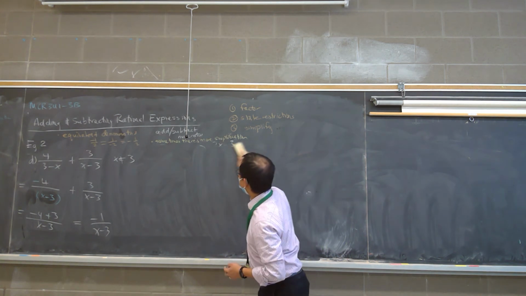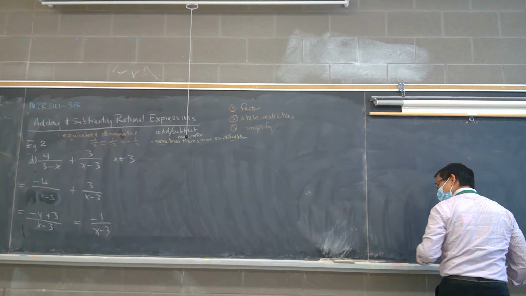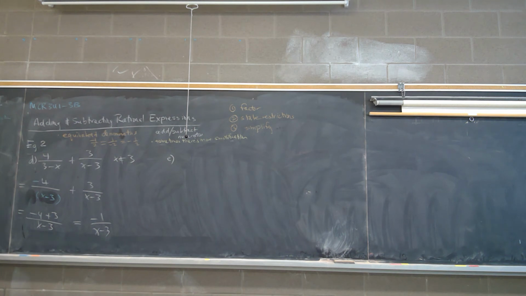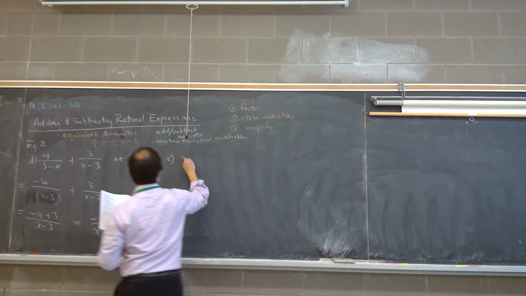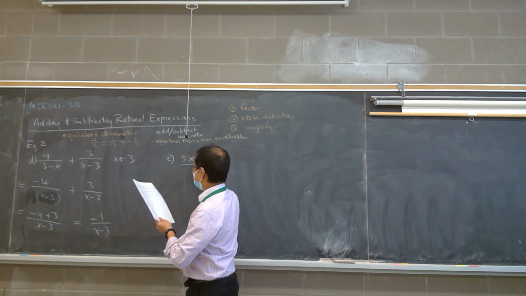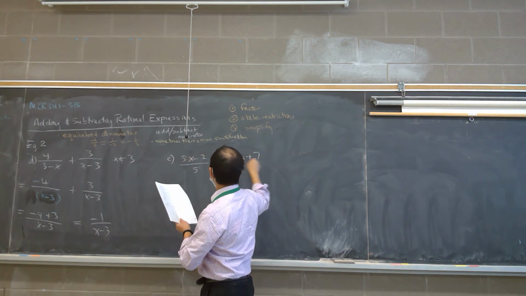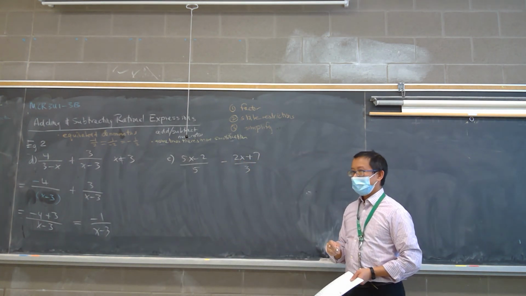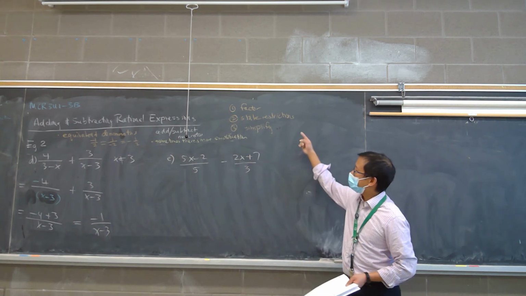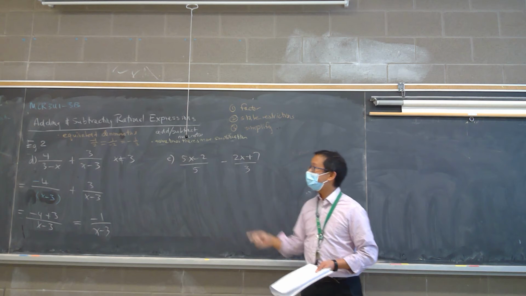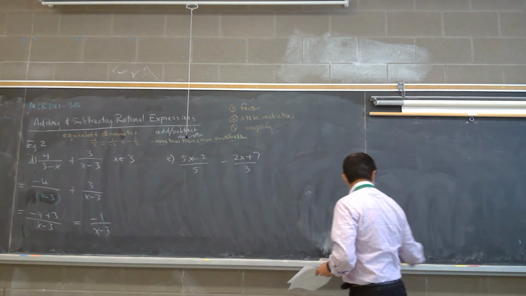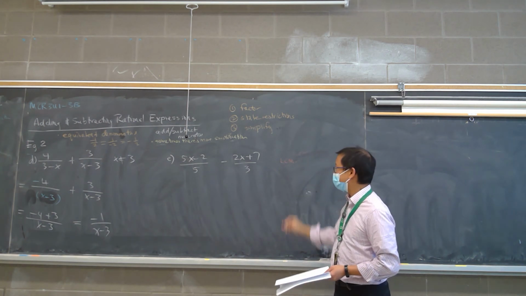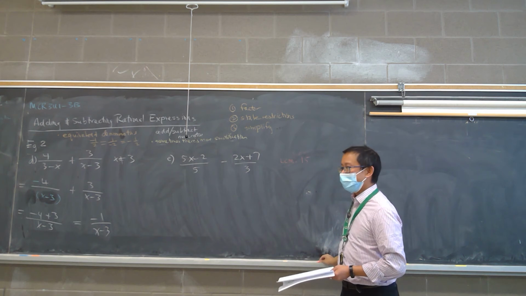So, example E. Copy it out. 5x minus 2 over 5 minus 2x plus 7 over 3. Factor first, we're done. State restrictions: there are no restrictions because that's a 5, that's a 3. Simplify, well, I would recommend you do it this way. Lowest common multiple is the product of the two. In this case, it's 15, everyone agree?